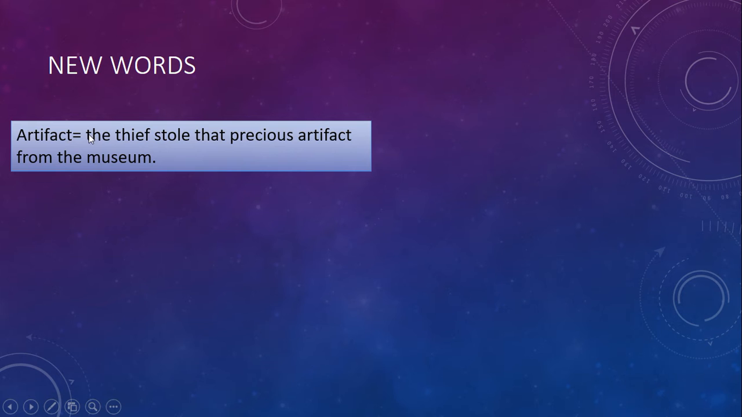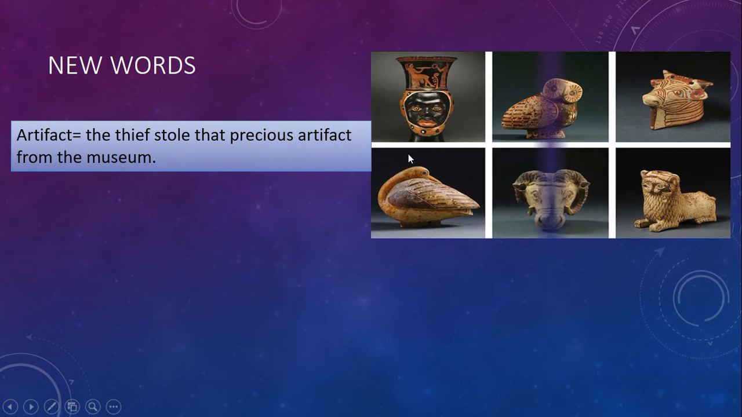Artifact. Look at the sentence. The thief stole that precious artifact from the museum. What is an artifact? Look, these are what? These are artifacts. They are old sculptures or old things made in the past. Okay? Like statues, like urns and animal faces and so on. Okay, we call them what? Artifacts.